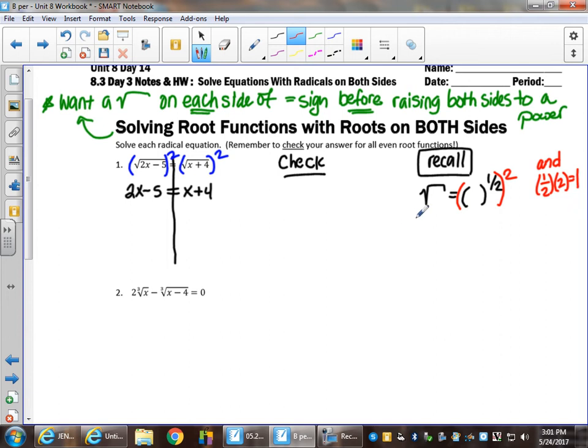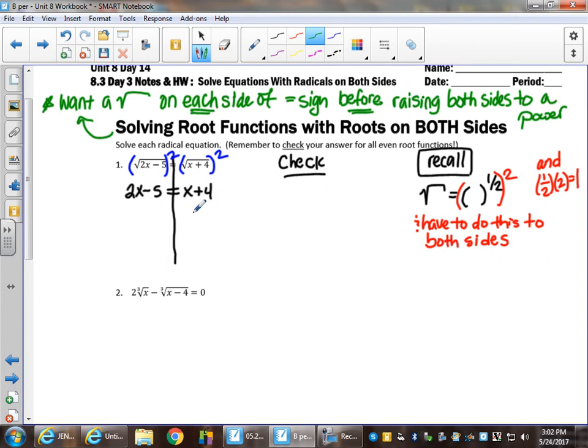But we have to do this to both sides. No different than in Algebra 1, if you added 5, you did that to both sides, or if you divided by 10, you had to divide both sides by 10. If in the course of solving we need to raise one side to a power, we need to make sure we raise both sides. Back to the question at hand, we have 2x minus 5 equals x plus 4. Now we're back to our 9th grade solving skills.